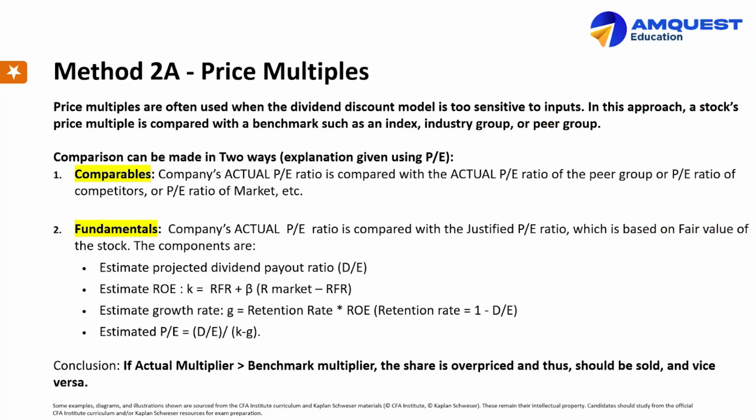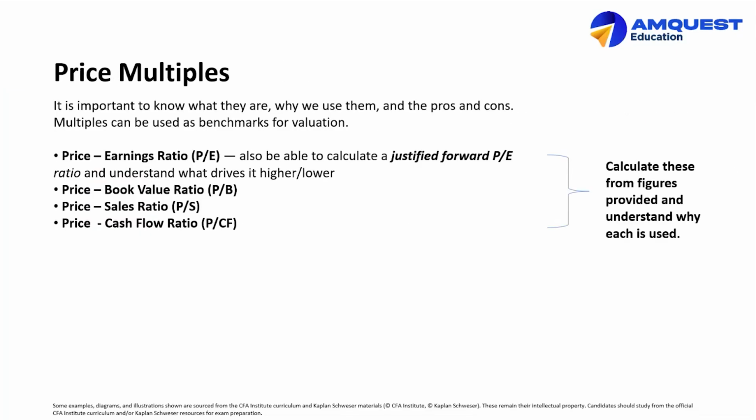So moving back. There are different types of multiples that we can use. And from an exam perspective, you have to know what are the pros and cons of each method. So we have the PE ratio, and we can also calculate the justified forward PE ratio. Then we have the price to book value. Price to book value is very similar to NAV, what we use in mutual funds. We have price to sales ratio and we have price to cash flow ratio. So we have to understand which method is to be used, what are the advantages and disadvantages.